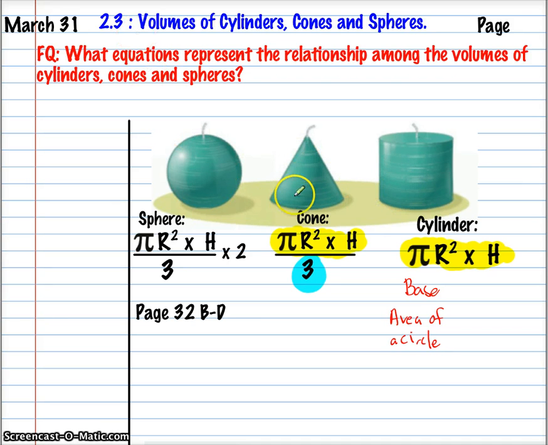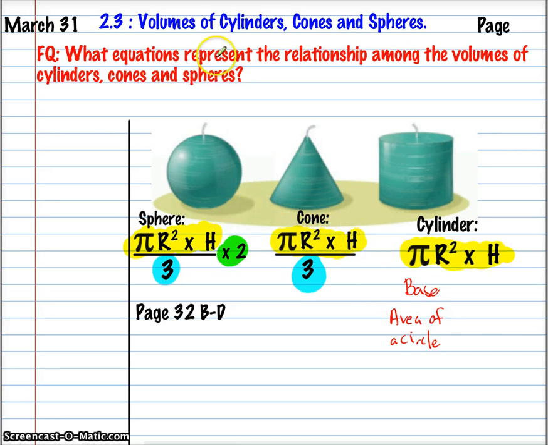If we continue on, what you'll notice is this divided by 3 is still there. This original equation of pi r squared is still there. But the only thing is at the end we double it. Doubling it, so 2 cones equal 1 sphere. There are many different ways to write this, and that's actually question B. Different ways to write these equations.